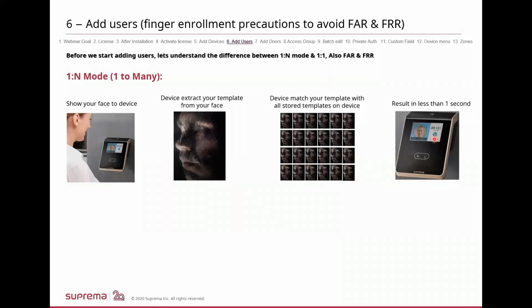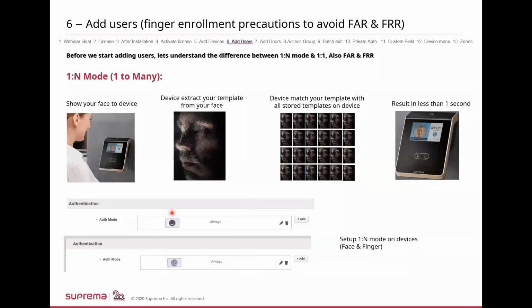Okay. How do we know if the device is in 1-to-N mode? It's as simple as this: if you go to the face devices, you will see the authentication as face only, and for the finger devices it will be finger only. This is how the setting of the device tells that it is in 1-to-N mode. Whenever face only or finger only is there, this means 1-to-N mode. Even if you have other modes of authentication, the device will act as 1-to-N mode. So this is 1-to-N or 1-to-many.